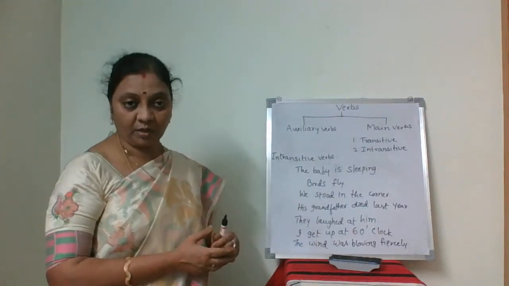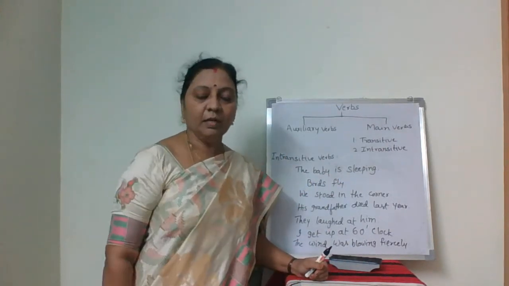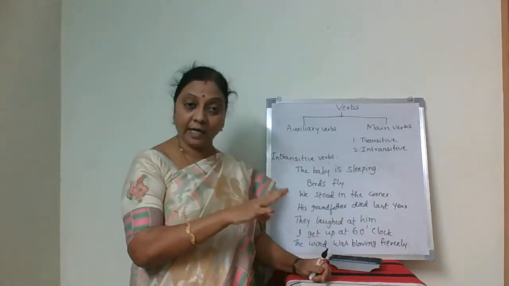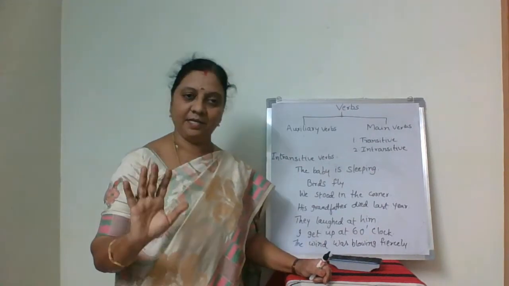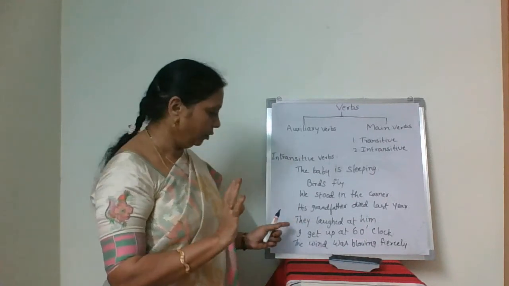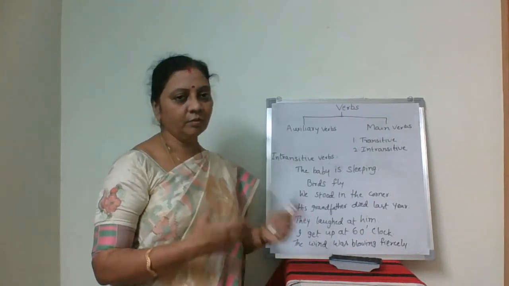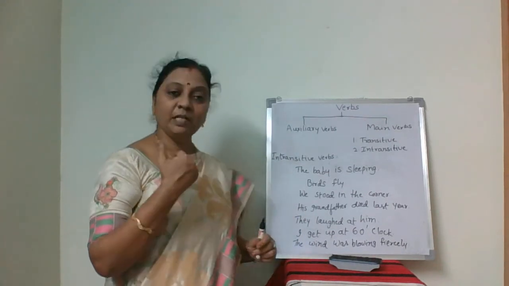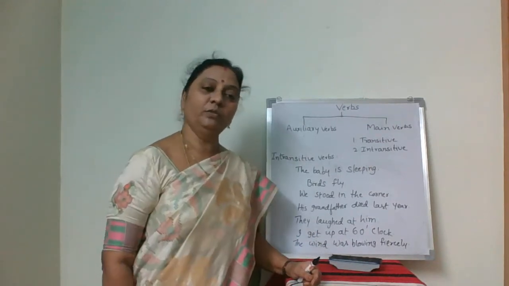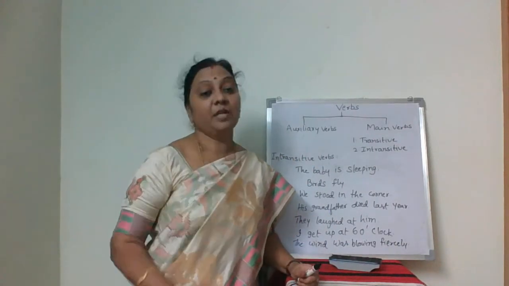Okay, we stood in the corner. That's all. Or we waited at the bus stop. No transfer of action, no object in that case. His grandfather died last year. Died last year. So, no passing of action. They laughed at him. No object. I get up daily at 6 o'clock. So here also passing of action is not there. The wind was blowing fiercely. The wind was blowing. So the action is not transferred to some other object. So these sentences we call intransitive verbs.